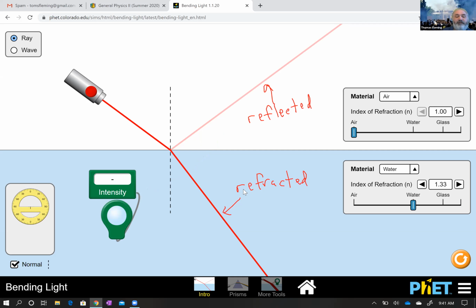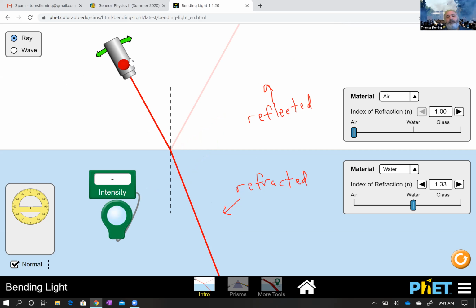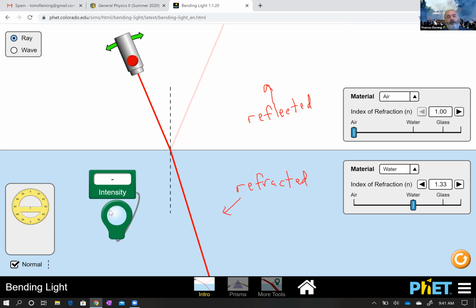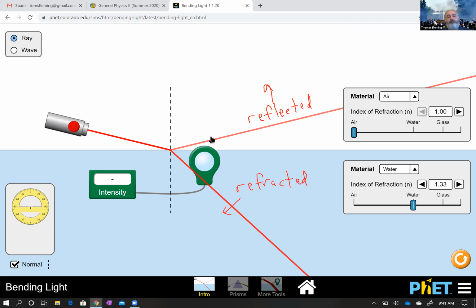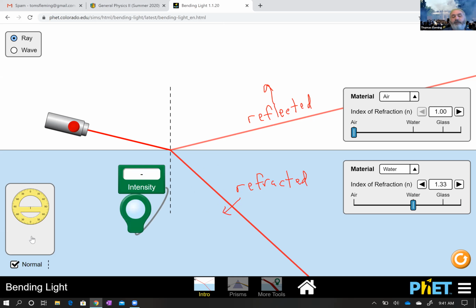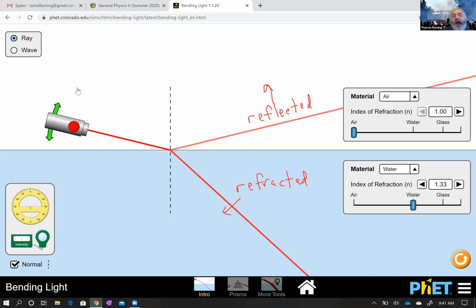Note, however, that the percentage is not static. If I change my angle, you'll notice that a smaller intensity of my light was reflected and much more of it was refracted. If I make my angle a lot shallower, you'll notice here one third of the light got reflected and only two thirds of it got refracted. So the intensity of those beams is going to end up being different depending on the angle.